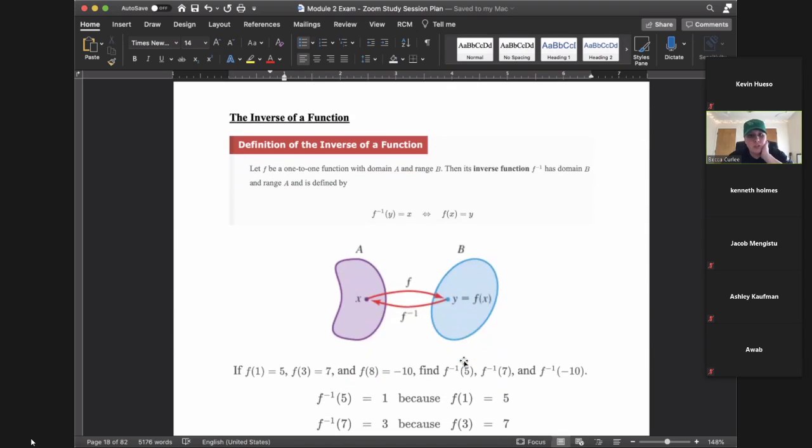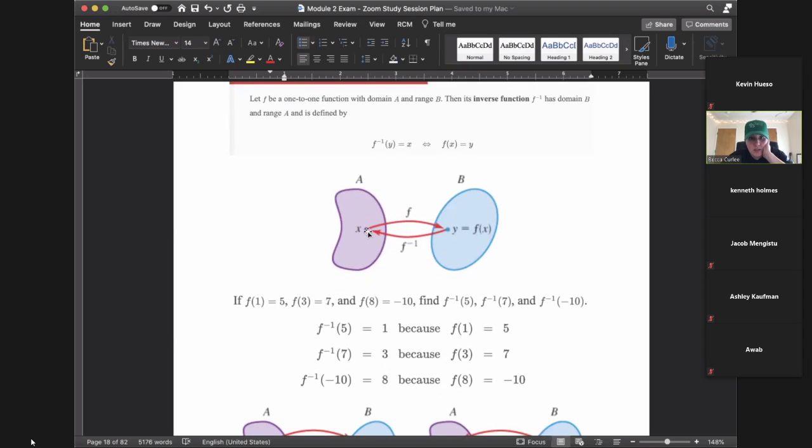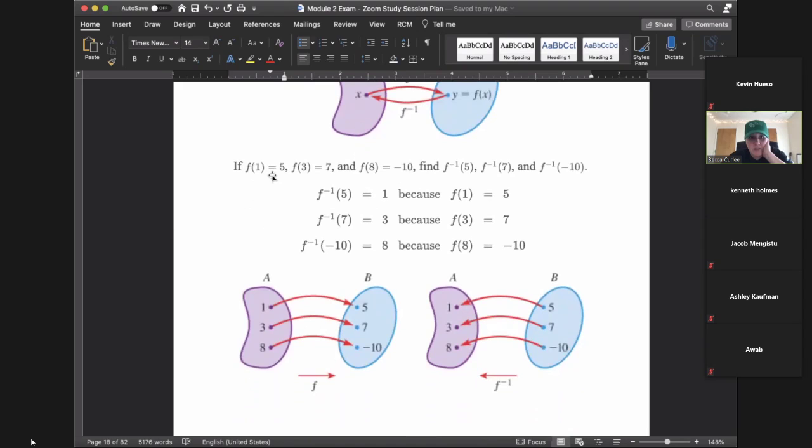So the inverse of a function. A function has to be 1 to 1 for it to have an inverse. So basically, if you're given an f of x, to get back to that x, you have to take the inverse. It shows it a little bit better down here. It says, if f of 1 equals 5, f of 3 equals 7, and f of 8 equals -10, find f to the -1 of 5, f to the -1 of 7, and f to the -1 of -10. So f to the -1 is just the inverse.